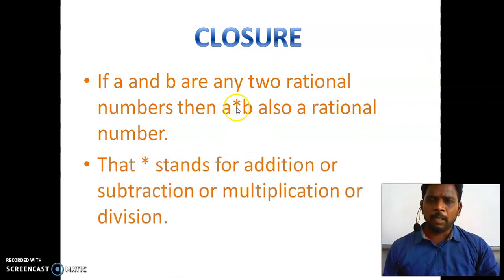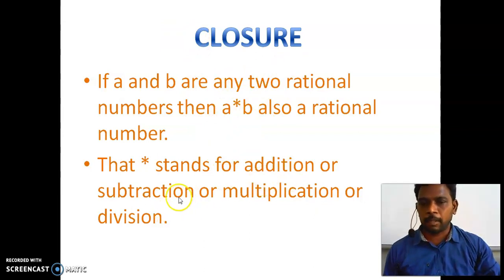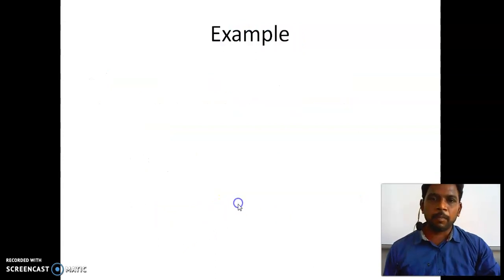Here the star, I already said, is the operation, that is, we are going to operate two numbers A and B. So in between the two numbers, the star stands for any operator, that is addition, subtraction, multiplication or division. Now we are going to see one example.